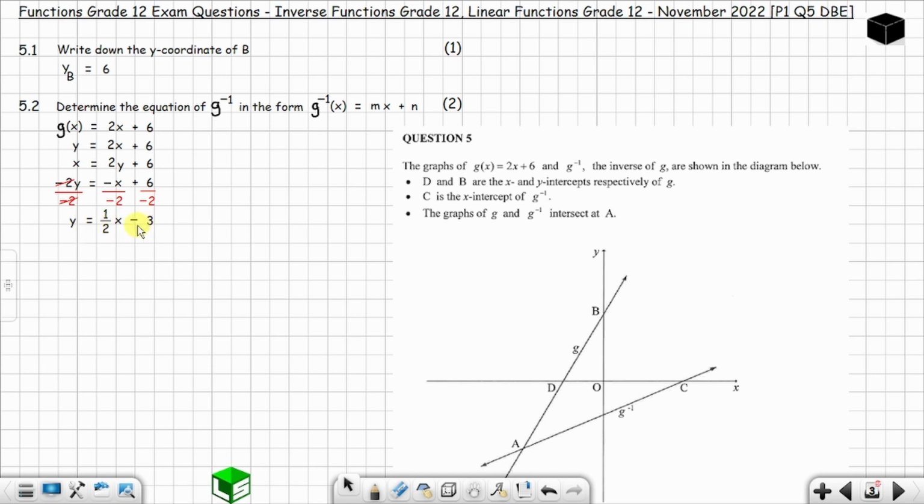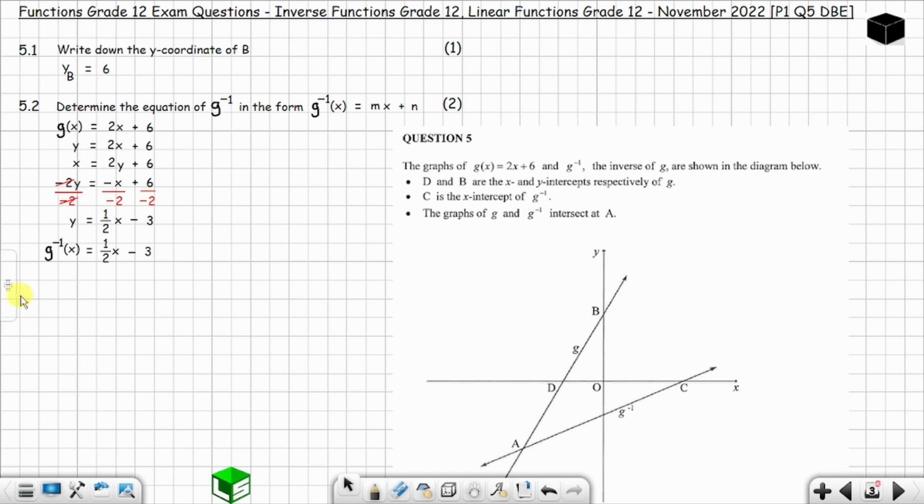Now the question is asking you to write in this form. You can just change this y to this. You have found the answer. Just change the y to this. So the y is going to be this and this. This is what you have there, right? You didn't change anything. You only change your y to this because the question is asking you to get the answer in this form. So this is the final answer.